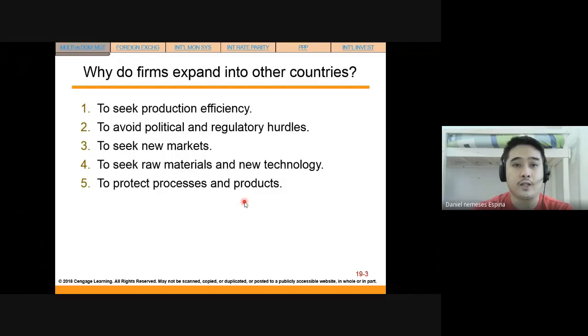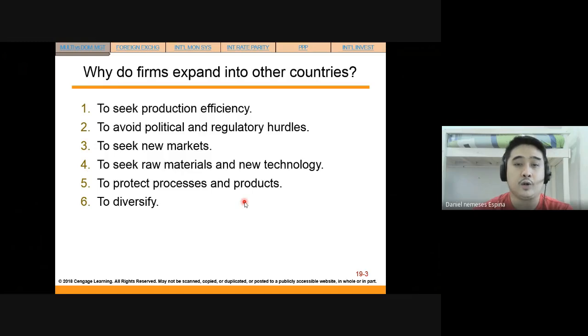The fifth reason why firms expand into other countries is perhaps to protect their processes and products. So, of course, they want to be located far from their competitors, so they can better protect their processes and products. Another reason is to diversify.